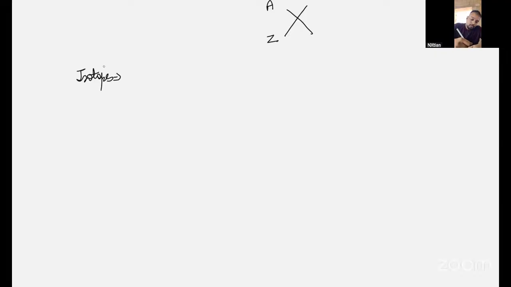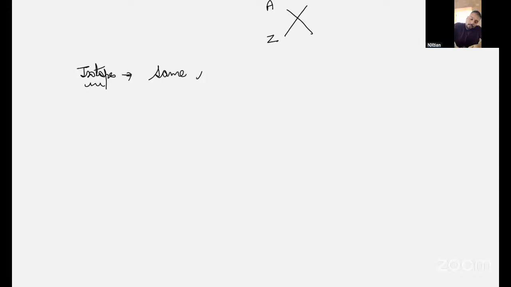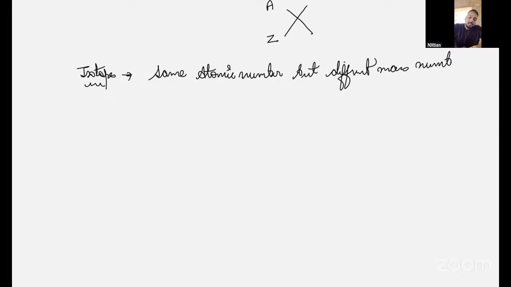Okay, isotopes. What is the meaning of isotope? Isotopes will have the same atomic number but different mass number. Sorry, I was wrong at first. So same atomic number, but different mass number.